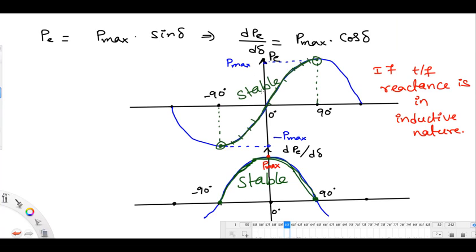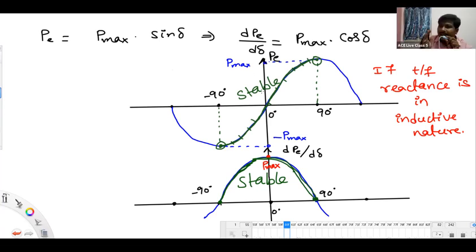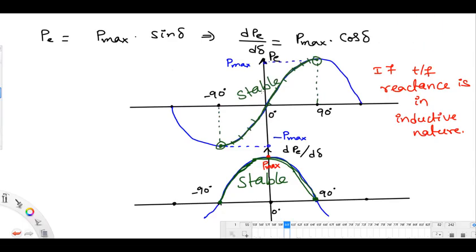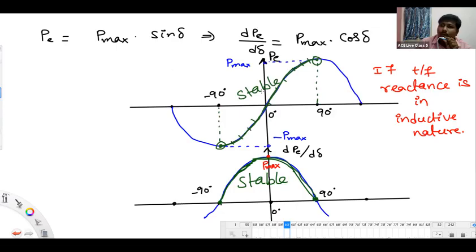Yes sir. Yes or no? If you keep the angle very close to 90 degrees, even though the system is stable right now, it may become unstable after some time. Now, how much angle should I keep? A lower angle, even lower, we have to keep.